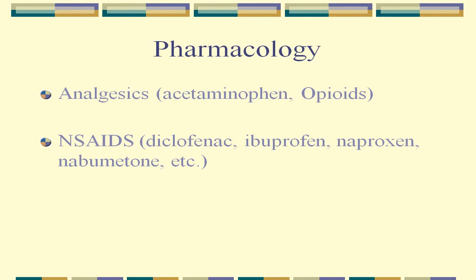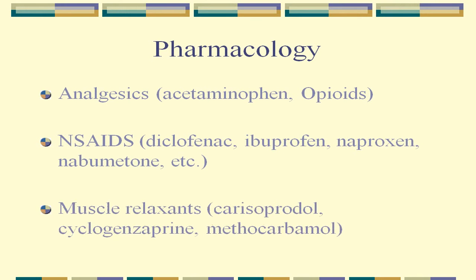Again, our analgesics, our acetaminophen, our opiates, NSAIDs, ibuprofen, and naproxen are the ones that are mentioned in your book. We can also use muscle relaxants again with this patient, especially if they're experiencing a severe episode, and try our Soma or our methocarbamol.